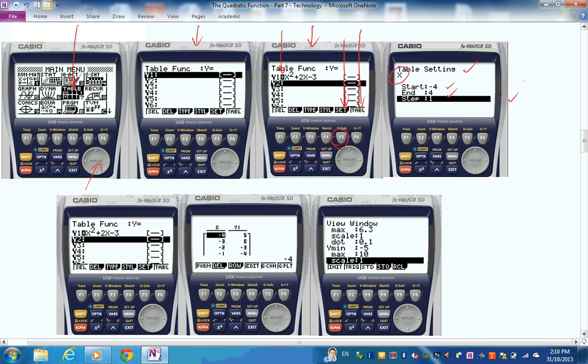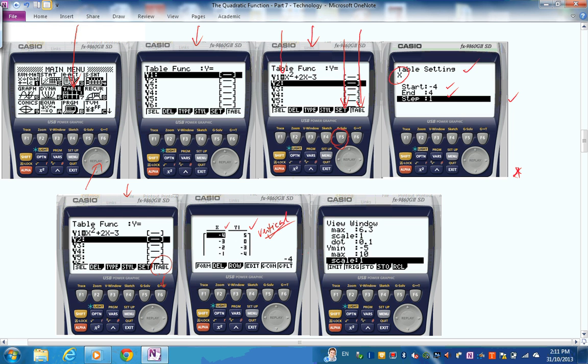So what we've got to do then is to come across, if we hit execute after here, here we go, x squared plus 2x take 3, and then if we hit table by hitting F6, we get a table, but now we can view this. So there's our table when x is -4, y is 5. It's a vertical table where I had a horizontal table.